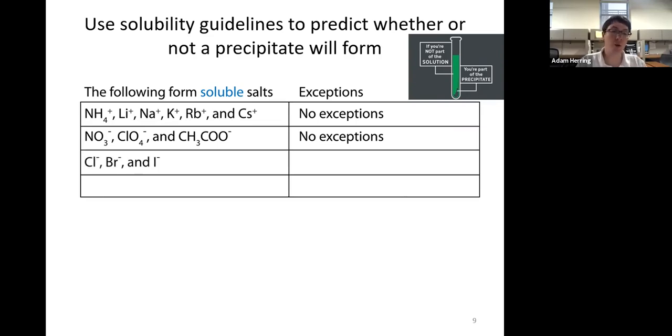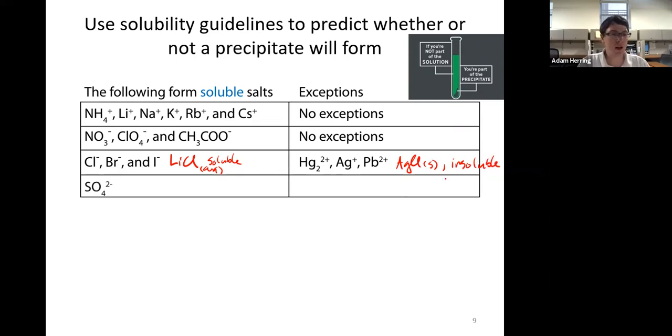The halides, chloride, bromide, and iodide, these tend to be water soluble. However, there are some important exceptions. Mercury, silver, and lead combined with chlorides, bromides, and iodides are actually insoluble. So let's take a look at an example of this. If we have lithium chloride, that will be soluble, and therefore we would label it as aq, aqueous. However, if we had silver chloride, that would be insoluble, and so that gets labeled as a solid.